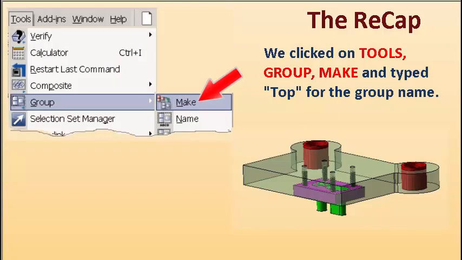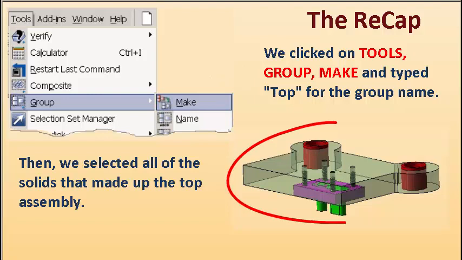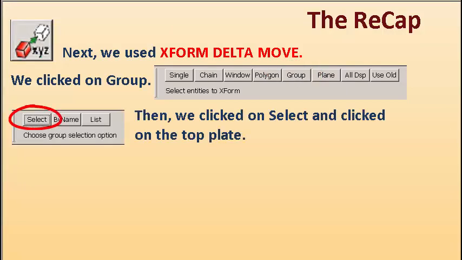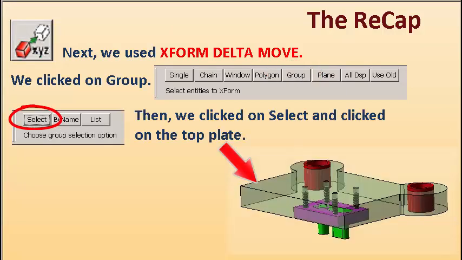We clicked on Tools, Group, Make, and typed Top for the group name. Then we selected all of the solids that made up the top assembly. Next we used X-form-delta-move. We clicked on Group, then we clicked on Select, and we clicked on the top plate.